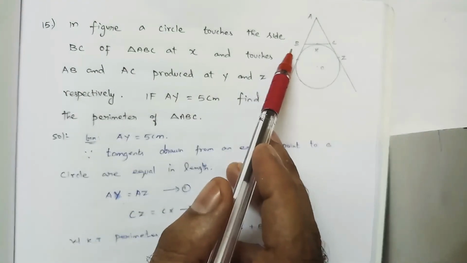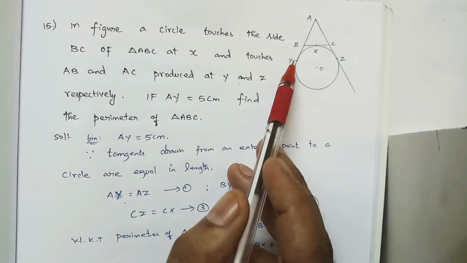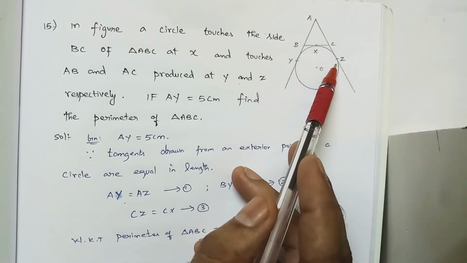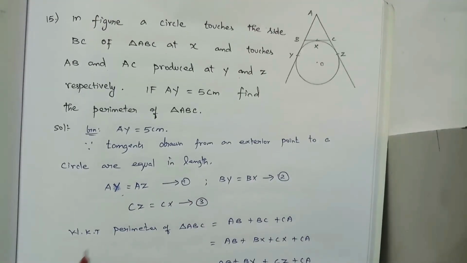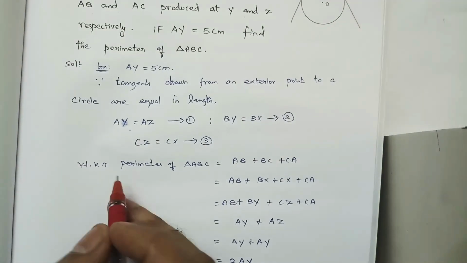The next external point is B. From B we have BX is equal to BY. And for external point C, CX is equal to CZ. We have 3 equations. Same thing, by using the perimeter of triangle ABC.